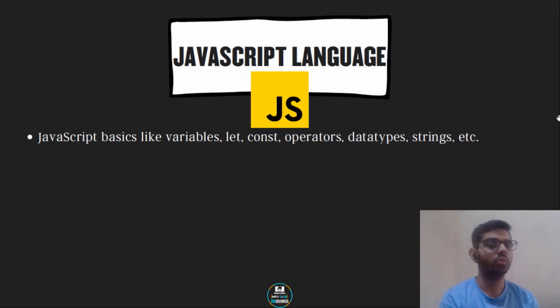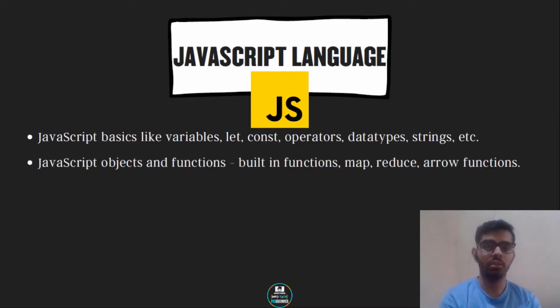You can also check my notes I have uploaded on Telegram. And then we have JavaScript objects and functions. Objects are very necessary to learn, how objects work. And after that, functions also. There are so many built-in functions that we can use, like the alert function, the prompt function, like that. Otherwise, we also have map, reduce, and arrow functions, which are a different type of function that we can make. So these are very important to learn.